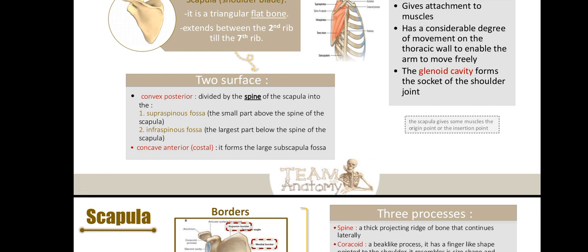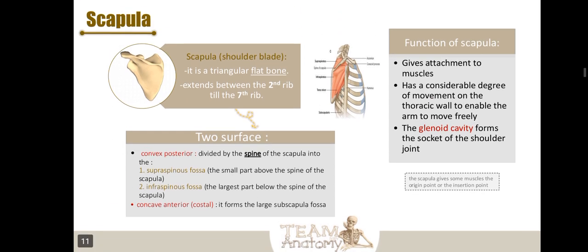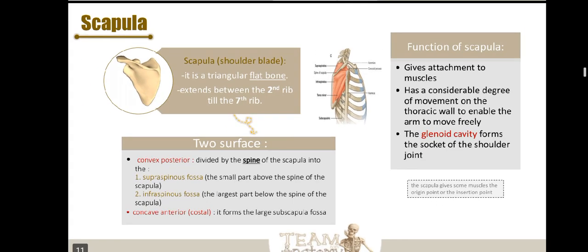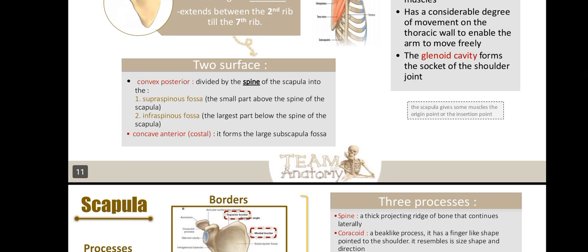It has a considerable degree of movement on the thoracic wall to enable the arm to move freely. The scapula has the glenoid fossa, which articulates with the glenoid of the humerus, and it gives a form of socket to the shoulder.